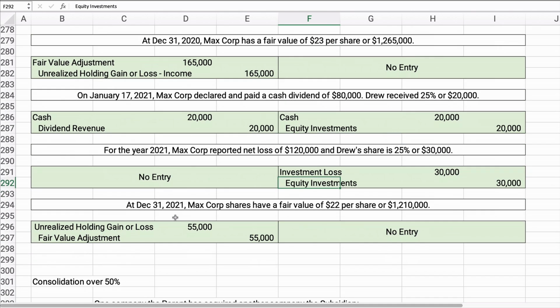All right, just a few more little things here. What if there's a fair value of 22? It goes down. Well, we adjust. It goes down to 1,210,000. It was 1,265,000. We have a loss of 55,000. So we'll debit the unrealized holding gain or loss, dash income. You can't see where it has dash income, so I can make it a little bit smaller here. Unrealized holding gain or loss, dash income, right? And then the fair value adjustment is $55,000.